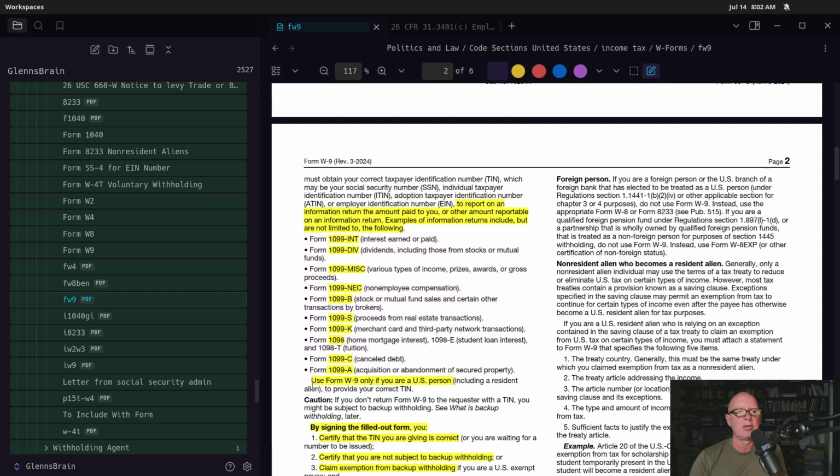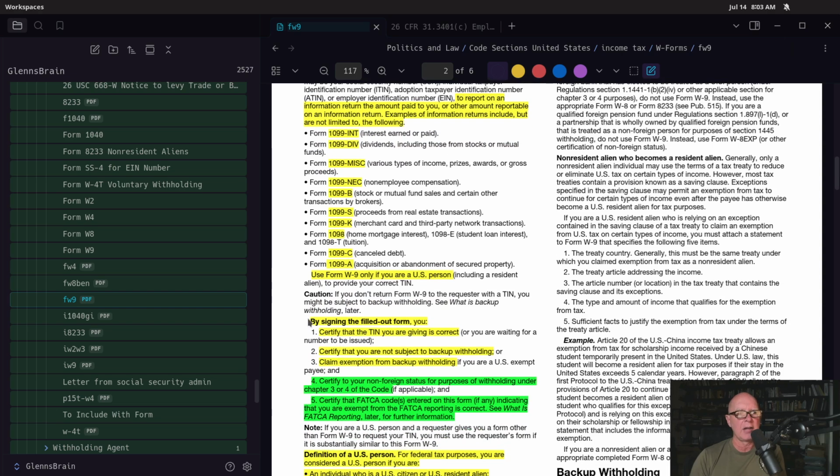And then it says use Form W-9 only if you are a U.S. person, and we've covered what a U.S. person is. It's someone that's receiving money on behalf of a non-resident alien. And then, by signing this form, you are certifying you're not subject to backup withholding. You claim exemption from the backup withholding, which is like a tax treaty.